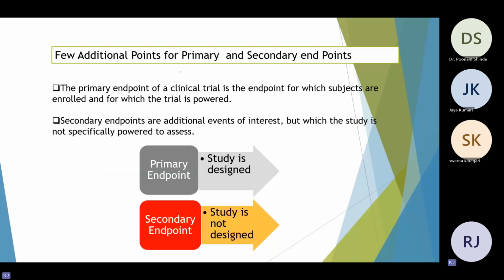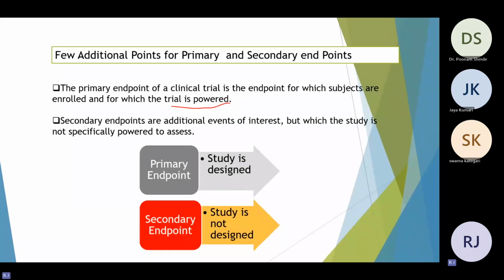Okay, a few additional points for the primary and secondary endpoint. The primary endpoint of a clinical trial is the endpoint for which subjects are enrolled and for which the trial is powered. When I say the trial is powered, what do I mean? Trial is powered means the whole trial is designed for the primary objective only.